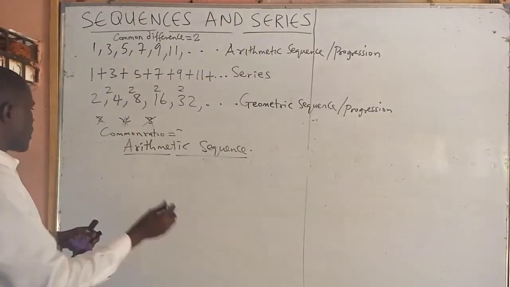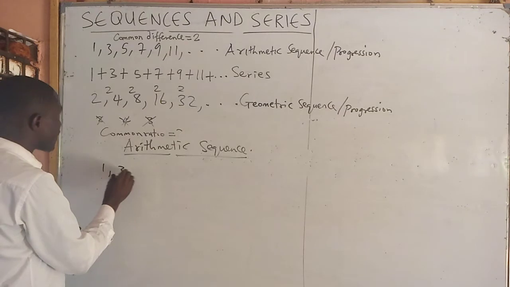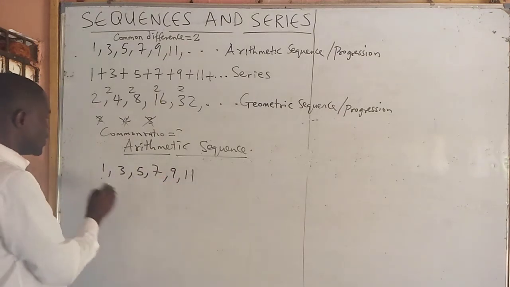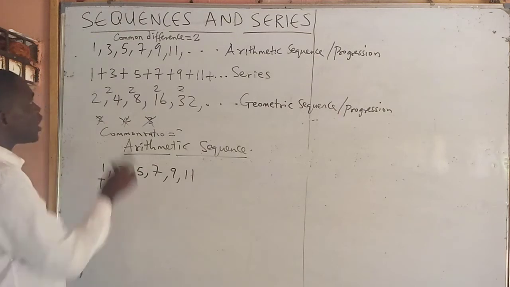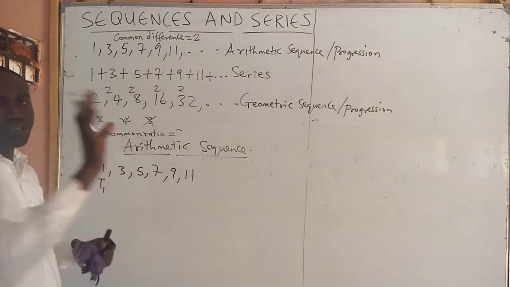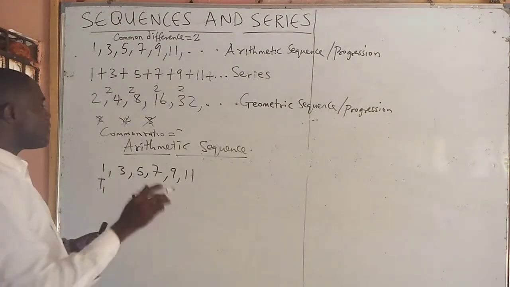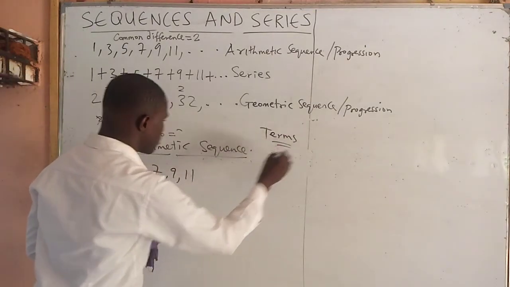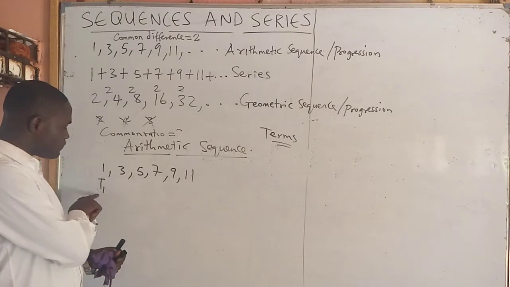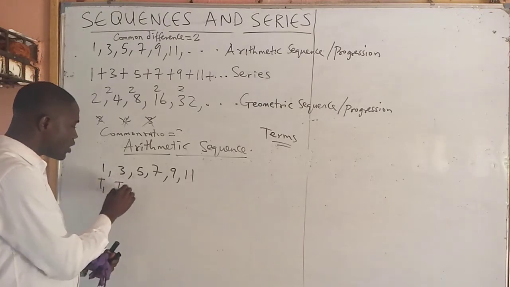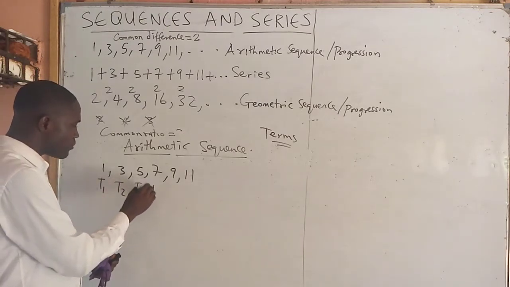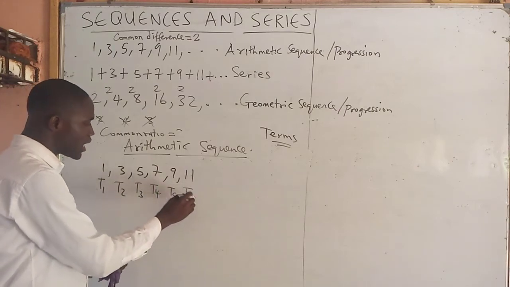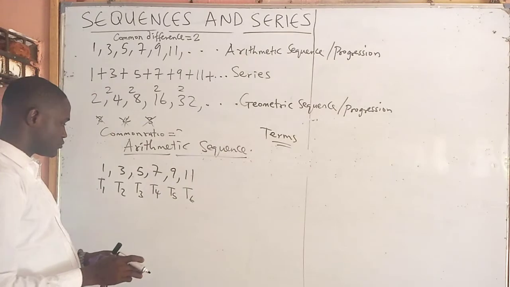That means if you have 1, 3, 5, 7, 9, 11, this will be called the first term, because we say the numbers are called terms. So this is first term, second term, third term, fourth term, fifth term, sixth term, and so on.